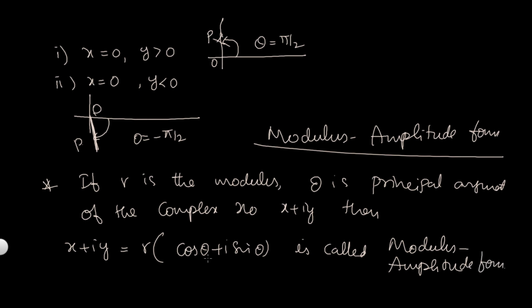What is that? r into cos theta plus i sin theta. Where r equals what? Modulus. Modulus means root over x square plus y square. Theta is the principal argument, the smallest angle made with the x-axis by OP bar. So for a given complex number x plus iy, we can write x plus iy equal to r into cos theta plus i sin theta. Modulus means r, theta means amplitude or argument. So r into cos theta plus i sin theta is called the modulus amplitude form.